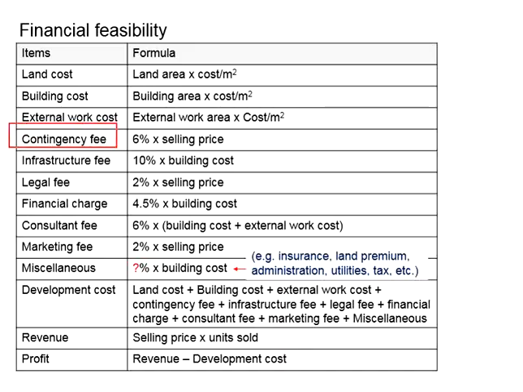You may also incorporate the contingency fees. This amount is allocated for circumstances which is uncertain or cannot be predicted that require expenses. Probably you can go for 6% of the selling price. And then the infrastructure fees, which can be considered about 10% of the building cost. Legal fee, about 2% of the selling price, and etc.